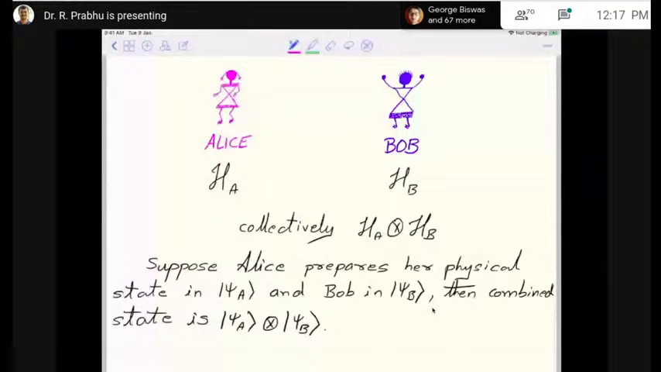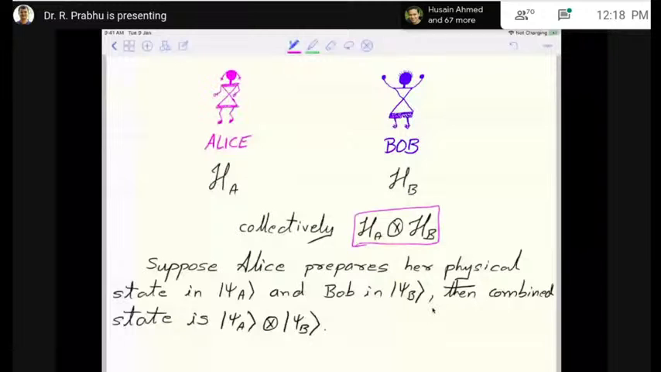Now you have a composite system or joint system which is given by a tensor. I have a 2-qubit quantum state which belongs to H tensor H. So let the 2-qubit system be such that one of the particles is present at Alice, and the other particle is present at Bob.